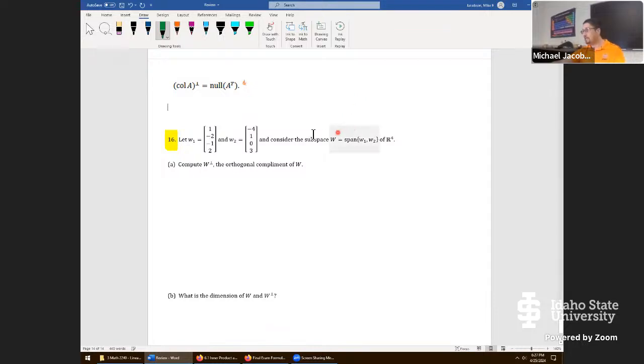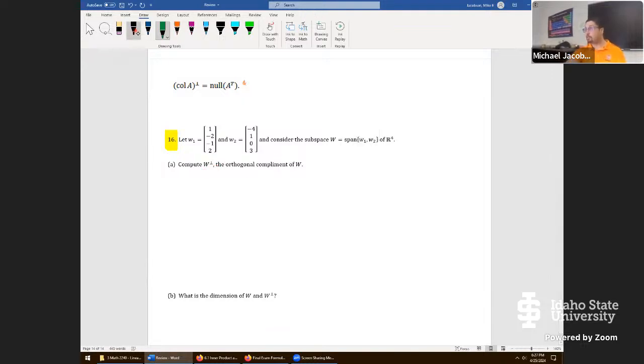So we have two different vectors. When we span them, we create a subspace. So this is a subspace of R4 of dimension 2. And we want to find every single vector that would be orthogonal to this vector space. We call that the orthogonal complement, W with that perpendicular symbol.